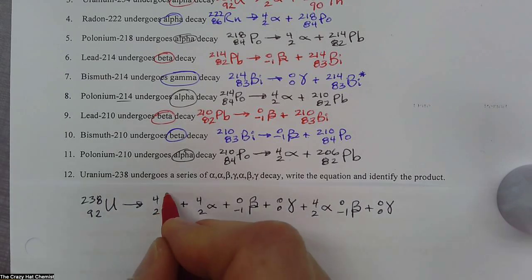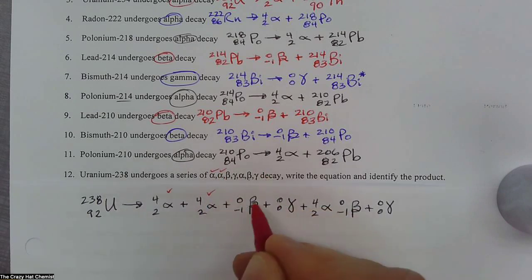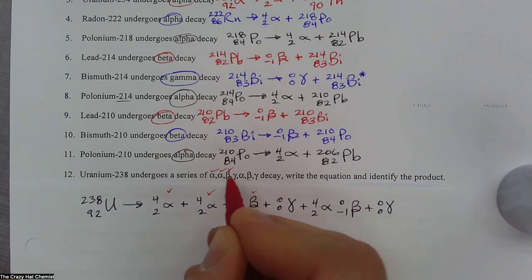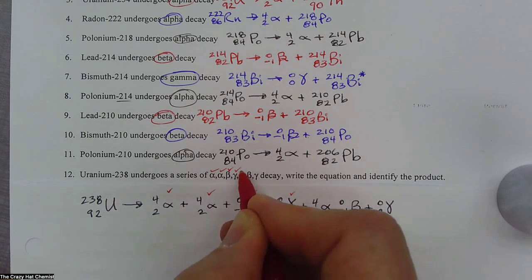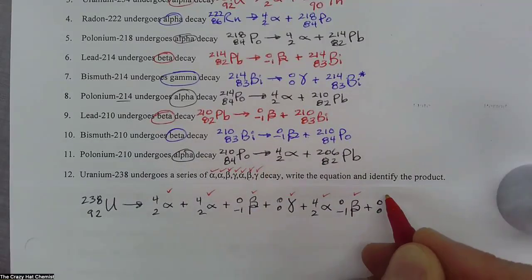So we have this alpha, that alpha. We have this alpha, we have this alpha. We have this beta, beta. We have a gamma, we have a gamma, we have an alpha, we have an alpha, we have a beta, we have a beta, we have a gamma, we have a gamma.